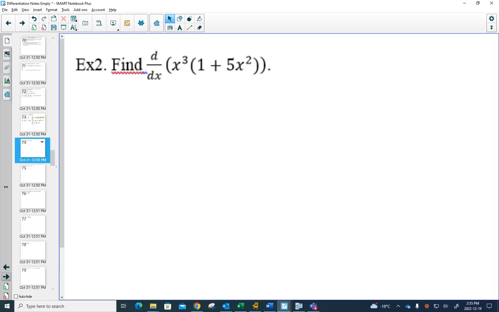Here's a new notation for you. This d dx means find the derivative of what's in the brackets. So I'll try to introduce as many notations that mean the same thing as possible.